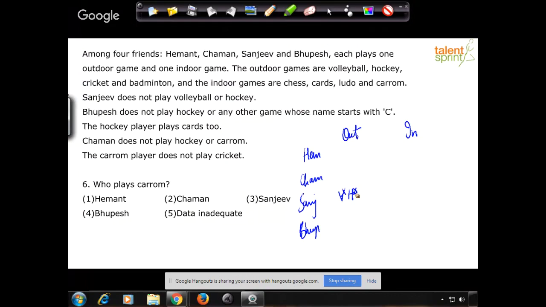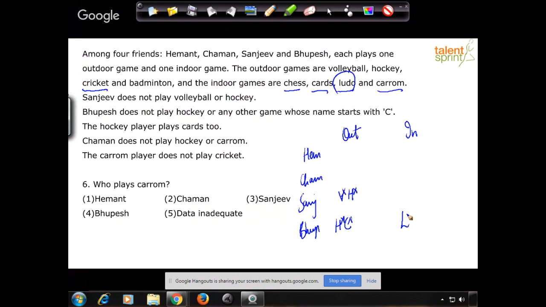Then they tell us Bhupesh does not play hockey. Mr. Bhupesh, sorry, no hockey for you. They also tell us that he does not play any game that starts with C, which means that in terms of outdoor games, he will not play cricket. So no cricket for him. And let's go on to the indoor games. There is chess, there is cards, there is ludo, and there is carom. Out of these 4, there are 3 options that start with C, and this gentleman, Mr. Bhupesh, does not play any game starting with C, which means that Bhupesh actually plays Ludo. So, in indoor games, we have got that Bhupesh plays Ludo.